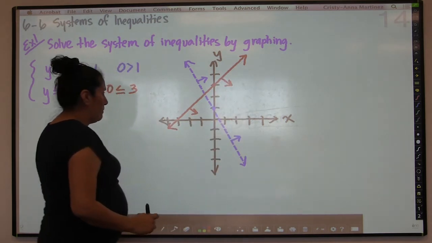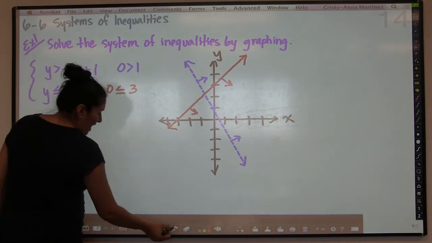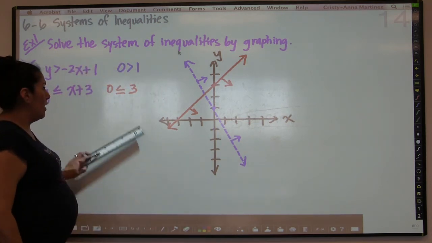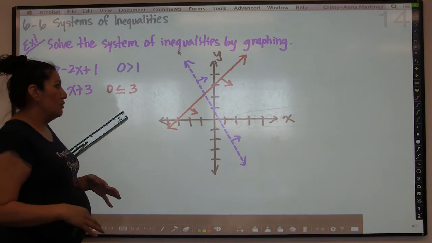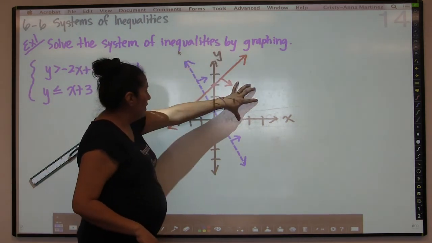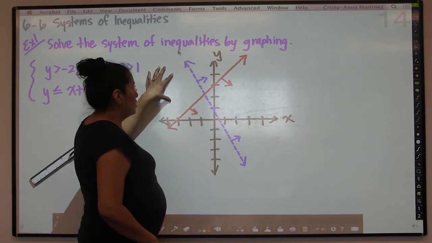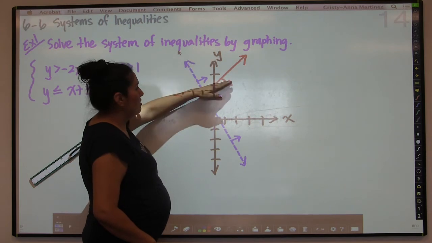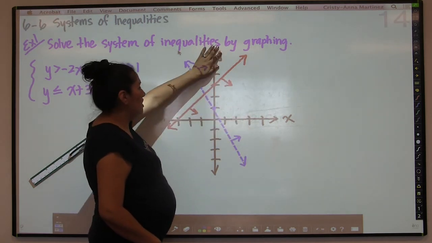And again, I'm just drawing my arrows there. And then when I actually do my shading, I want to shade the area where the arrows are facing each other. Okay, so there are 4 regions. You've got a region up here, down here, and over here. So when I look at this region, I only have 1 arrow in this area. The other arrow is going the opposite direction. So we don't want to shade there.